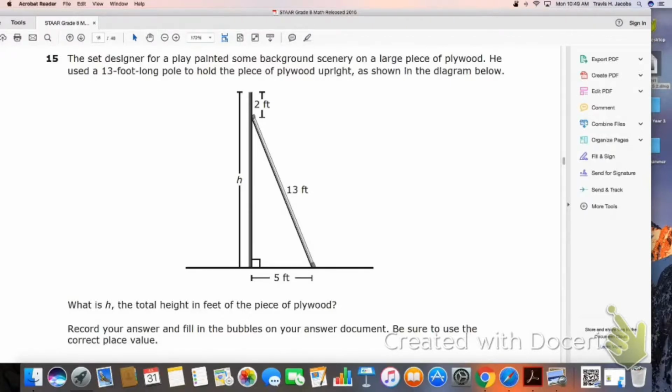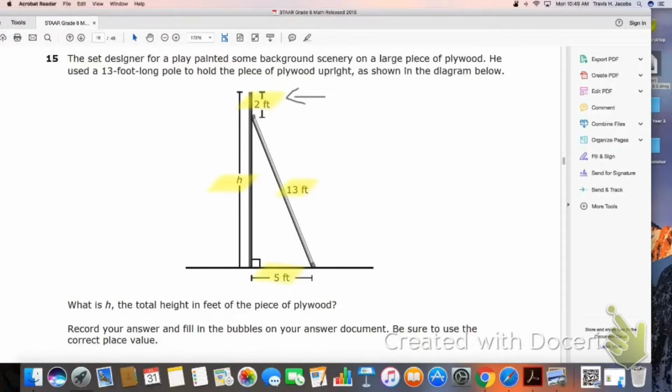Okay, so this answer needs to be exact. You're going to put it in the bubble sheet. Now, it has 13, 5, and 2. These numbers are all going to be used. You want to know what h is in this case. Basically this 2 will play a role, but I will wait until later.